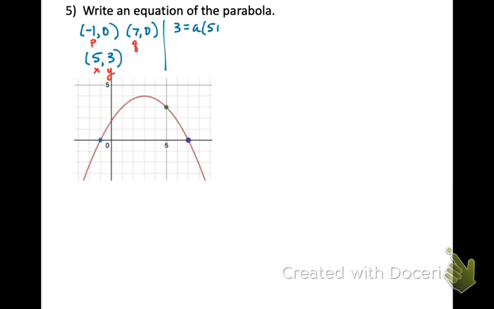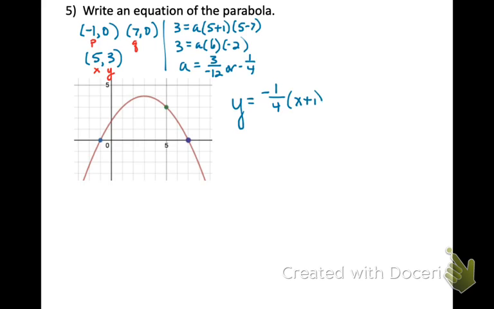So you're going to plug it into intercept form. You'll put in your Y value and then your X and your P and your Q. Do the math inside the parentheses, multiply, and then divide. So A will reduce down to -1/4. And just as before, you'll take that value and plug it in for A into the general intercept form of a quadratic equation.